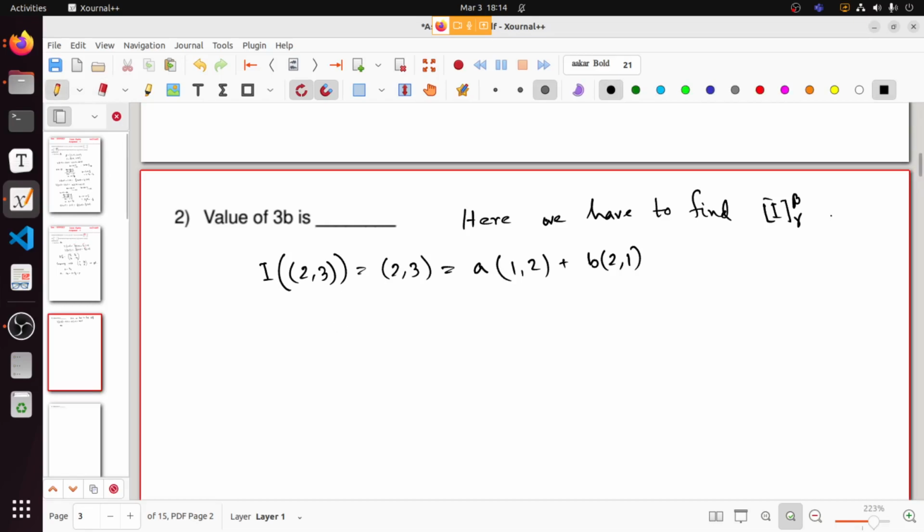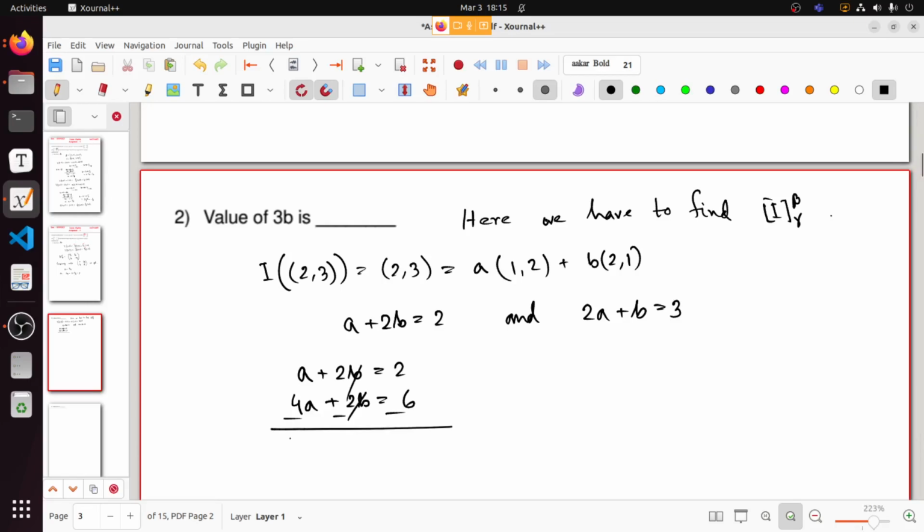So you will get two systems of equations: a plus 2b equals 2 and 2a plus b equals 3. Okay, then let's solve these two equations. Multiply the second one by 2, you get a plus 2b equals 2 and 4a plus 2b equals 6. Then subtract both equations, we get minus 3a equals minus 4, or a equals 4 by 3.